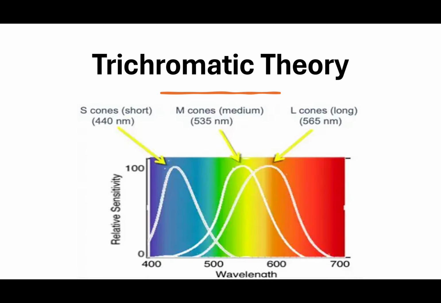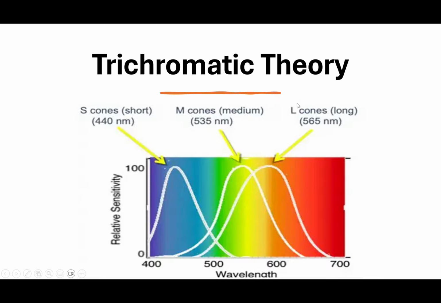One of the most important ideas in the chapter is trichromatic theory, or Young-Helmholtz theory. This theory says that we have three types of cone receptors in the retina. S cones for short wavelengths, M cones for medium wavelengths, and L cones for long wavelengths. Every color we perceive comes from different combinations of activity across these three cone types.